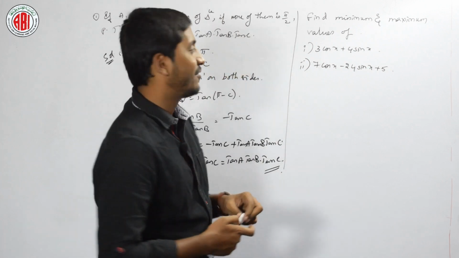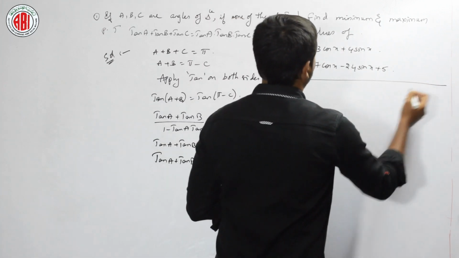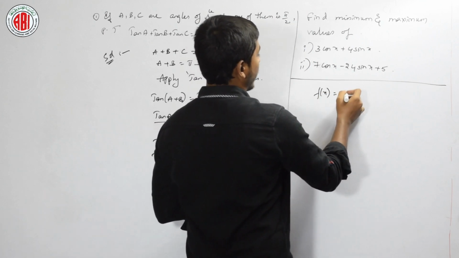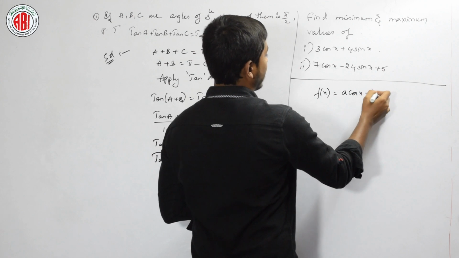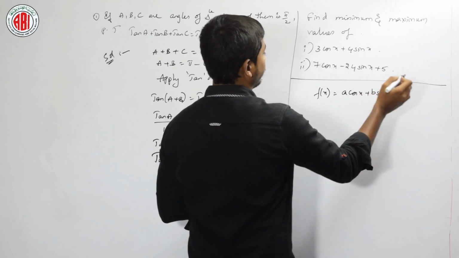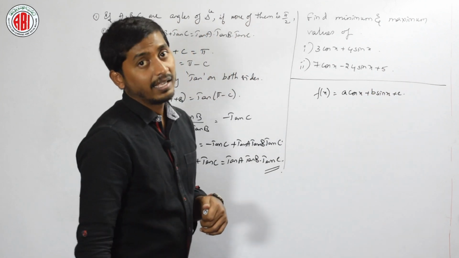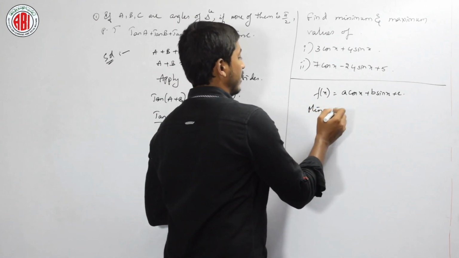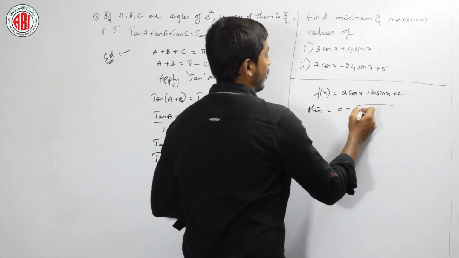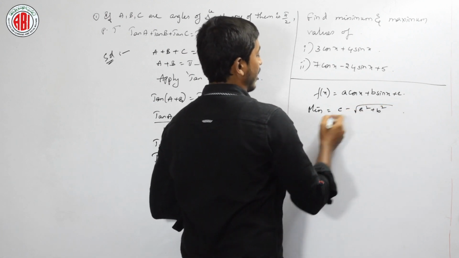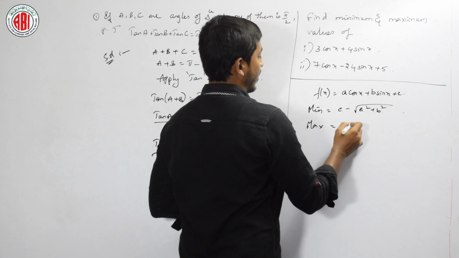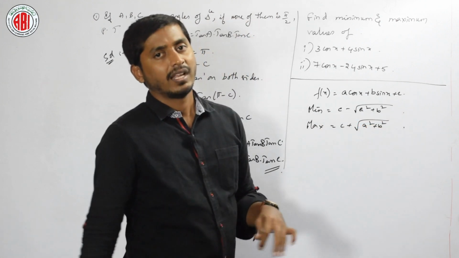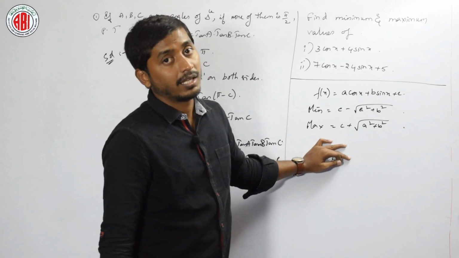Okay. There is a basic formula to find the range of a function in the form of, for example, f of x is something in the form of a cos x plus b sin x plus c, right. Then the minimum value is always given as c minus under root a square plus b square, and the maximum value is given by c plus under root a square plus b square. This is the formula you have to remember, right.